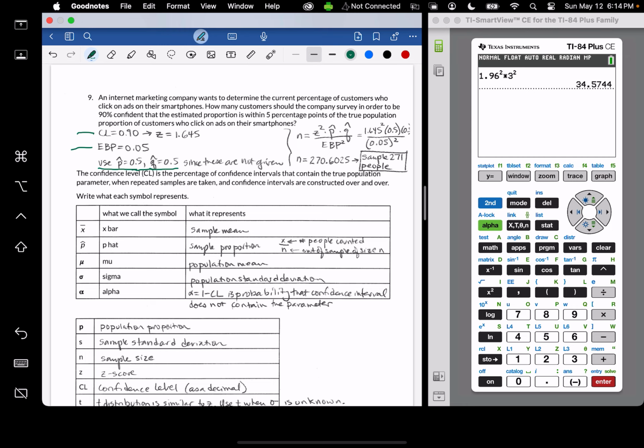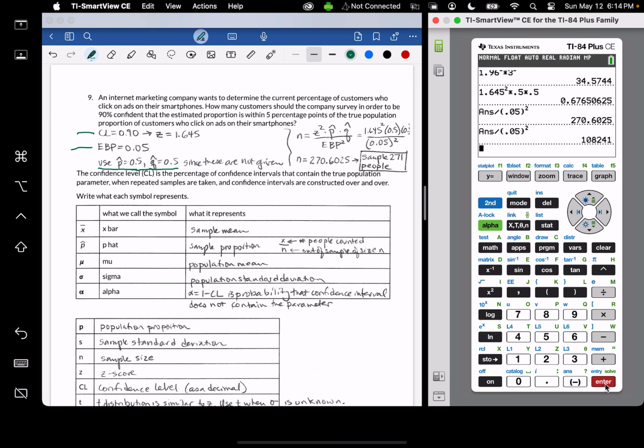N is equal to z squared p hat q hat over EBP squared. So 1.645 squared times 0.5 times 0.5, enter, divide by 0.05 squared, enter.